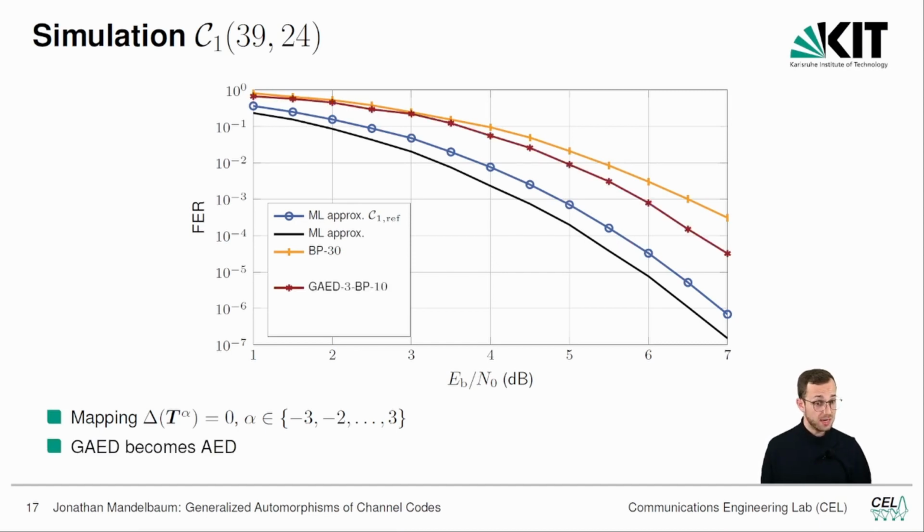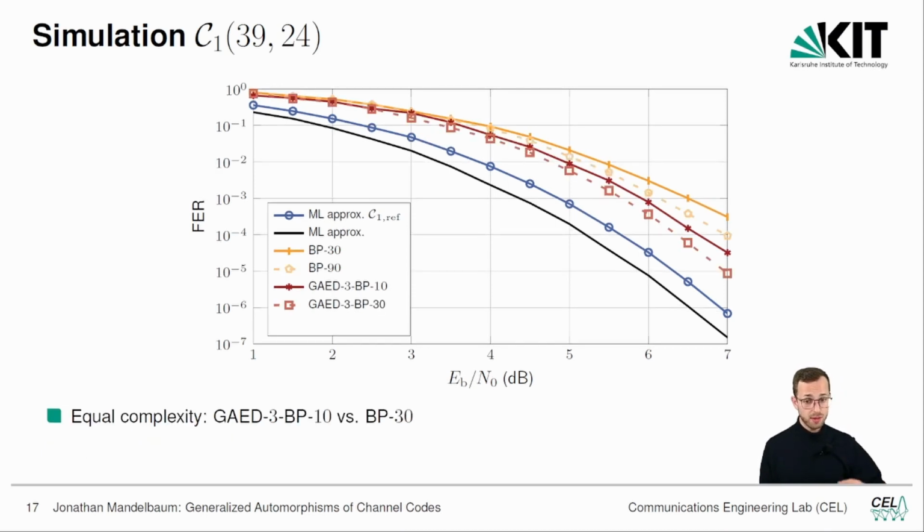And now we're going to take a look at an equal complexity and lower latency generalized automorphism ensemble decoder. In this case, because it's the code's permutation automorphisms, the GAED simply becomes an AED. And we can see that compared at equal complexity, however lower latency, to the BP decoder, the GAED is able to outperform the BP at a frame error rate of 10 to the power minus 3 by about 0.6 dB.